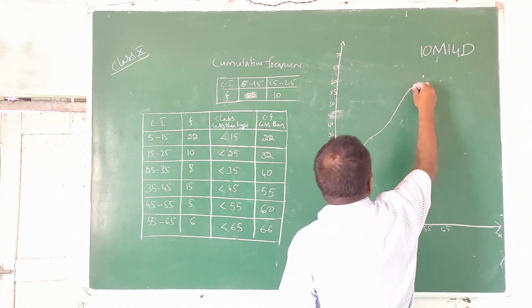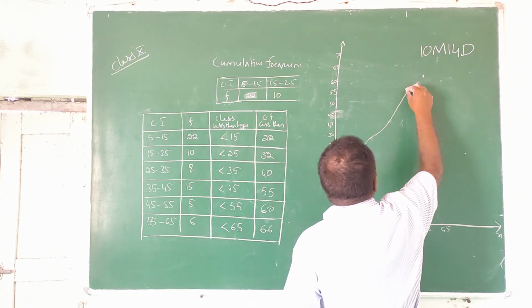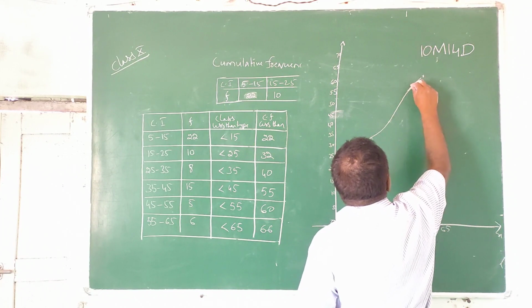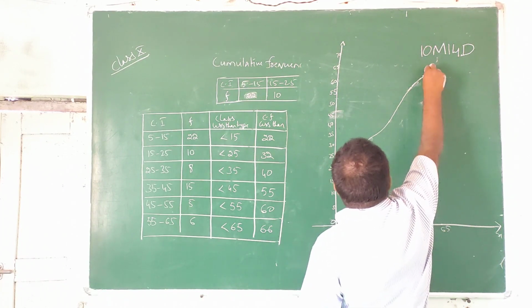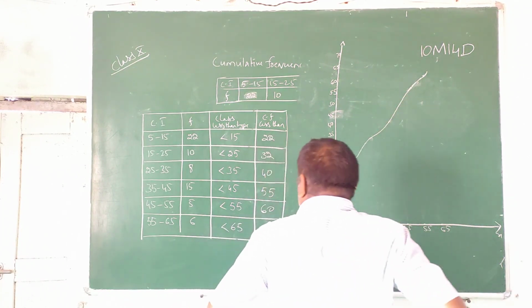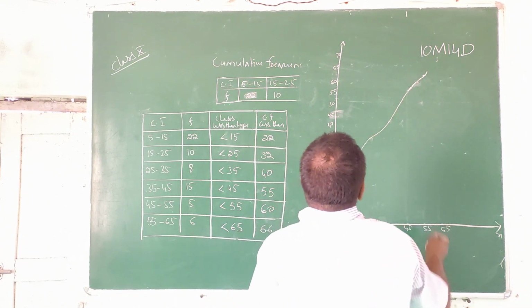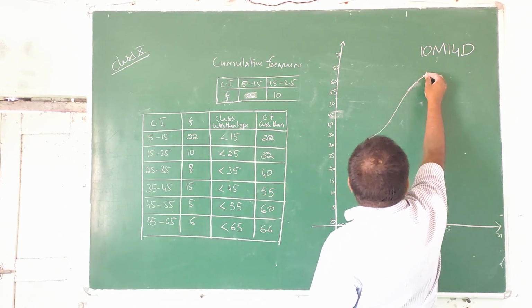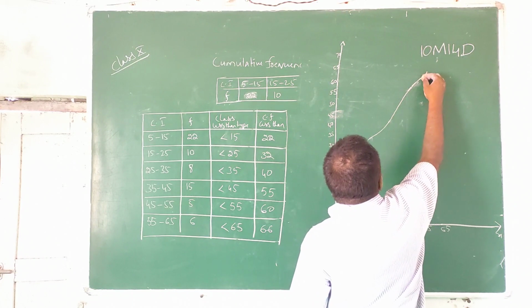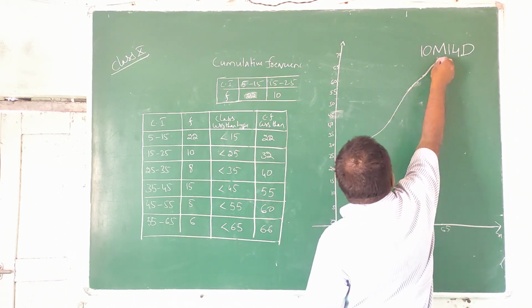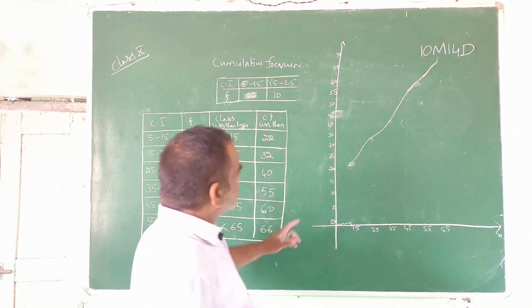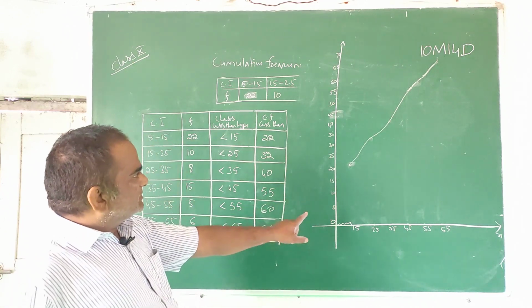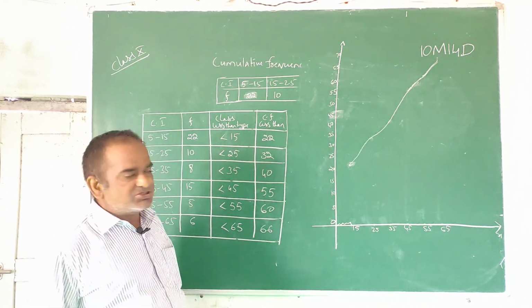When you join these points with a free-hand curve, the ogive which you get is the less than ogive. So this is the less than ogive. Understood?